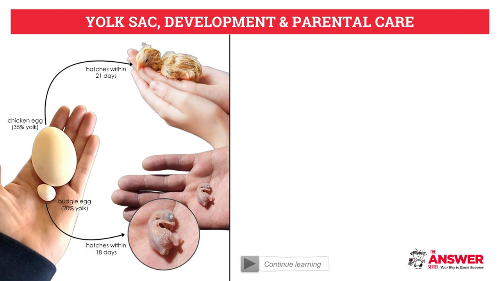When it hatches. Now note on the hand the difference in the size of the eggs. A chicken egg is much larger than a budgie egg. It has about 35% yolk compared to a budgie egg which has about 20% yolk. And a chicken egg hatches within 21 days compared to a budgie egg which hatches within 18 days. So you can see that the smaller egg has less yolk and it hatches sooner, because obviously the lower amount of yolk cannot keep the bird developing inside the egg for very long, compared to a greater degree of yolk in the chicken egg, which gives more nutrition to the developing chick, so it can actually stay inside the egg for longer and it hatches after 21 days.